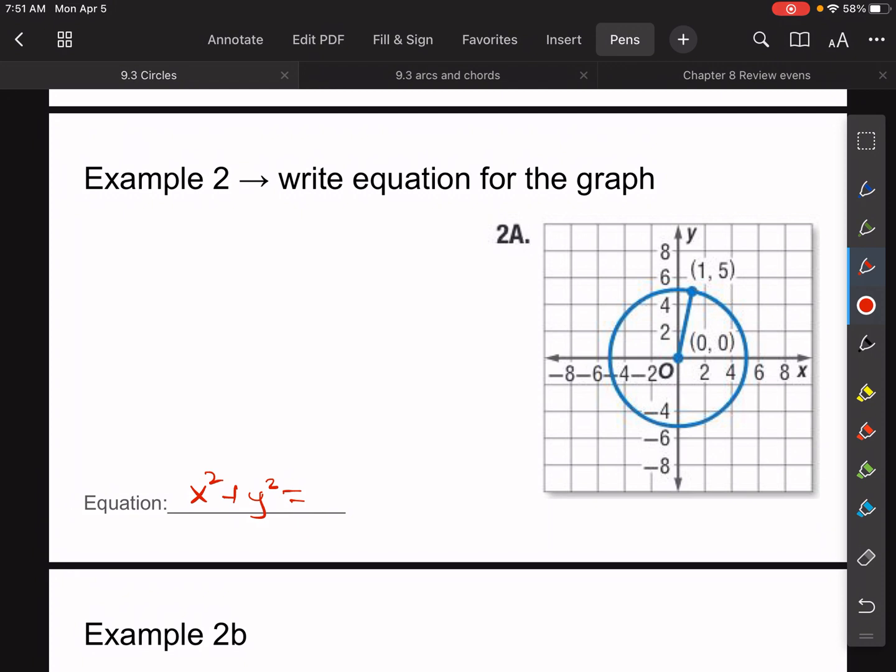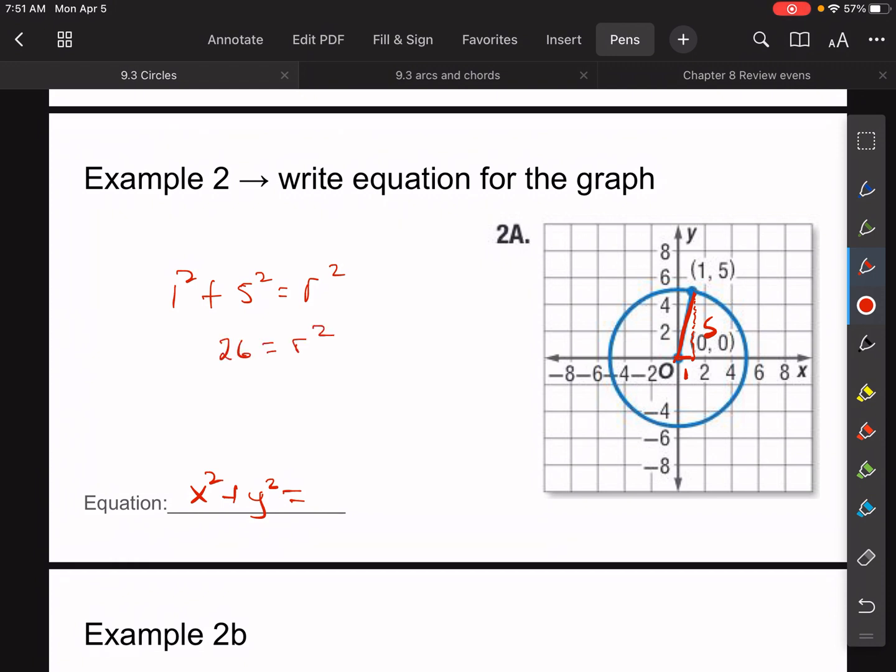Well, the radius here, we don't necessarily know the distance here. So we have to find that distance. To find that distance, there's a couple of ways we can think about this. This is a right triangle that has a distance of 1 in this direction and a distance of 5 in this direction. So we could say 1 squared plus 5 squared is equal to the radius squared. And in this case, that would be 26 is equal to the radius squared.